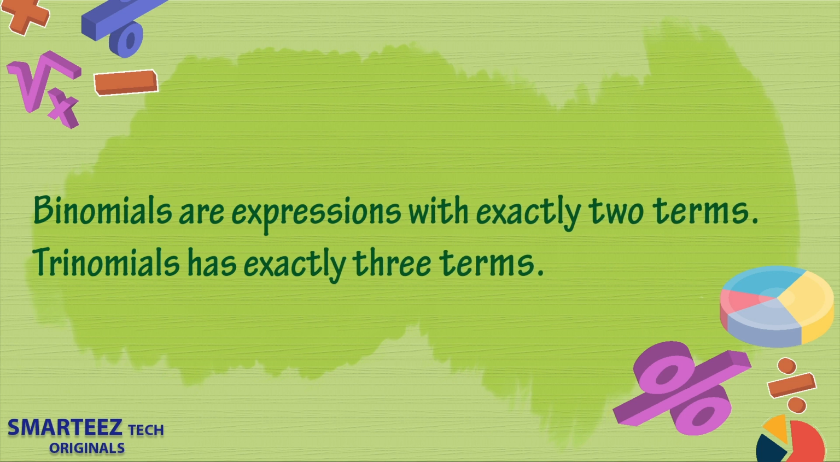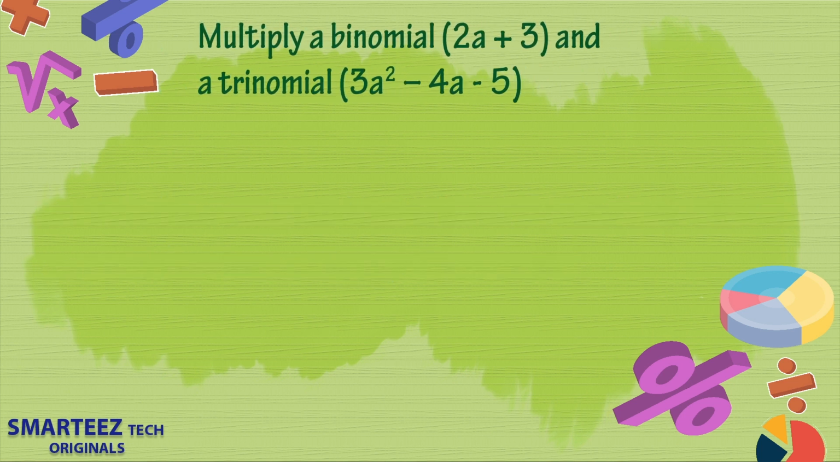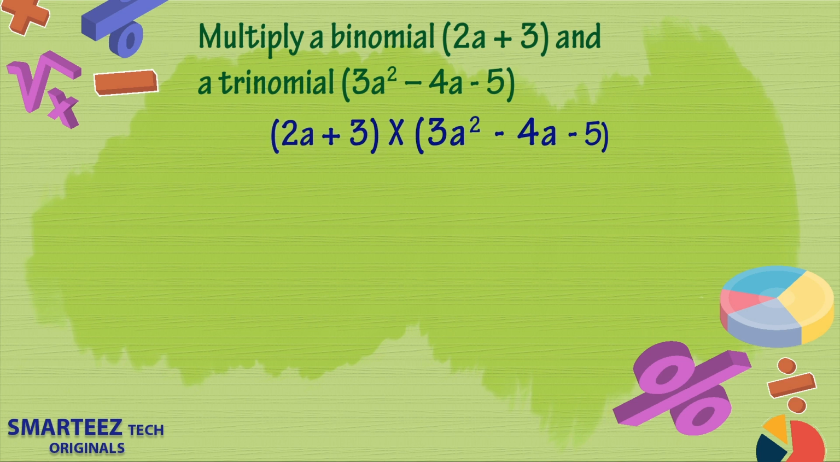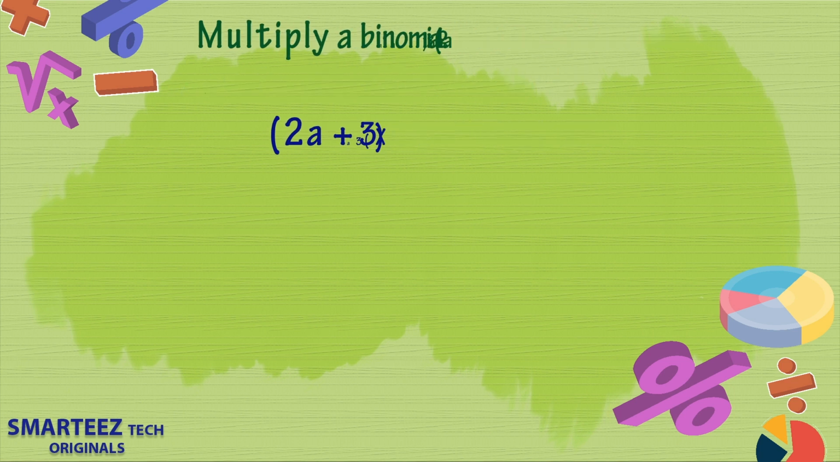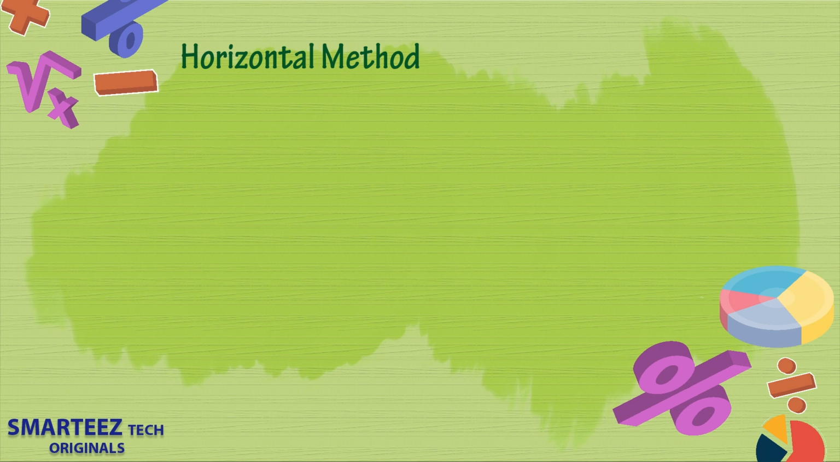Let's take a very simple example. Multiply a binomial 2a plus 3 and a trinomial 3a squared minus 4a minus 5. That's 2a plus 3 times 3a squared minus 4a minus 5. There are two ways of finding the product of these expressions. The first method is what you're already familiar with, which is called the horizontal method. Horizontal method. Multiply each of the terms of the binomial with the terms of the trinomial.